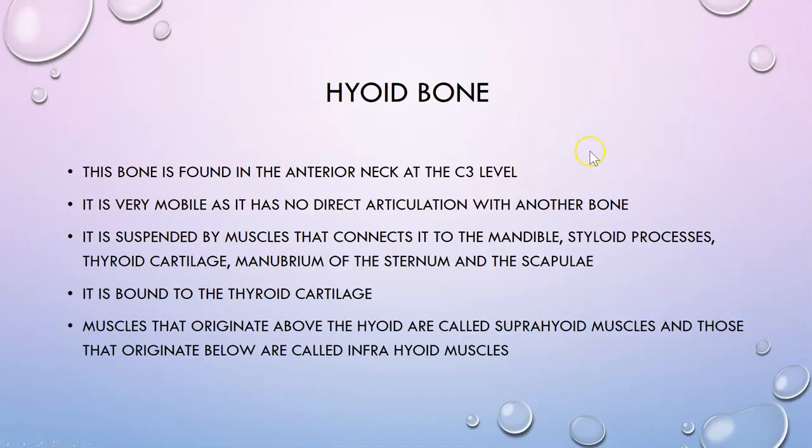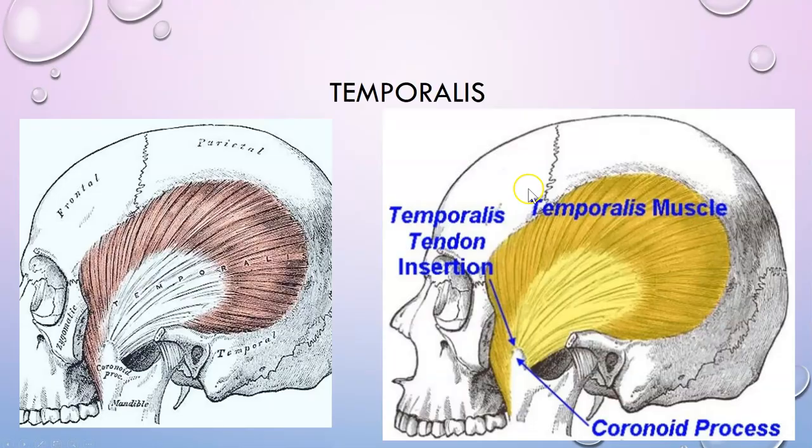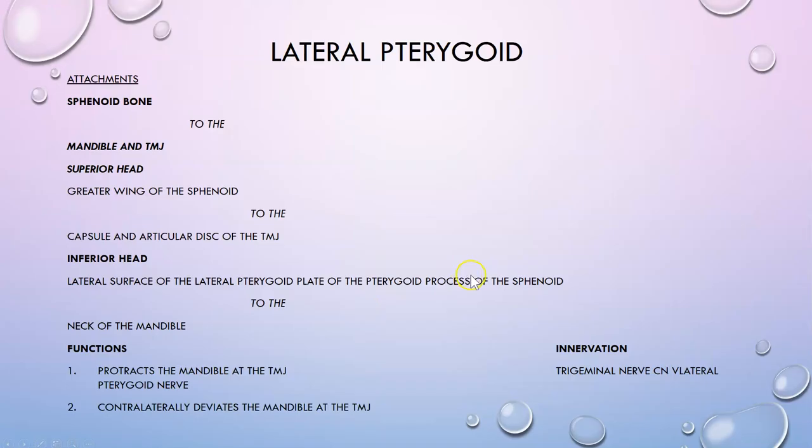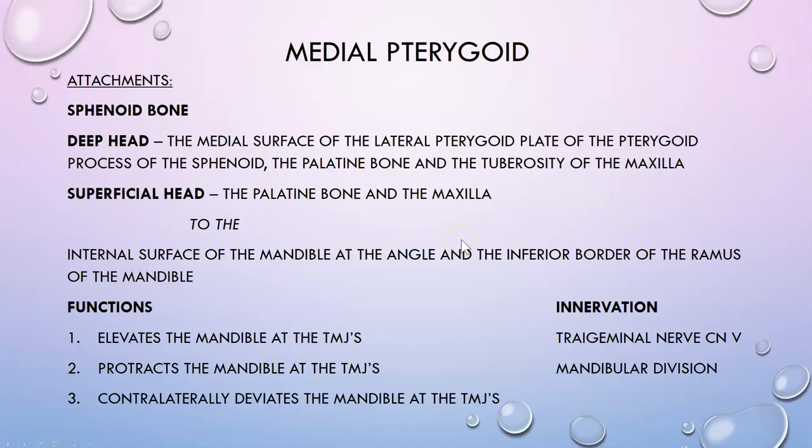The next is the hyoid bone. Actually, I'm going to go back just for a moment and explain that all these muscles that we've talked about, temporalis here, masseter here, lateral pterygoid here, and medial pterygoid here, are extremely important because they are related to a condition called temporomandibular joint syndrome.